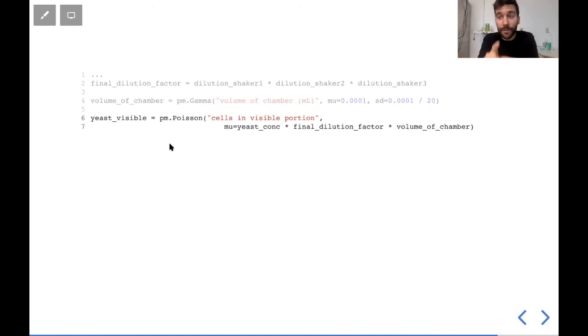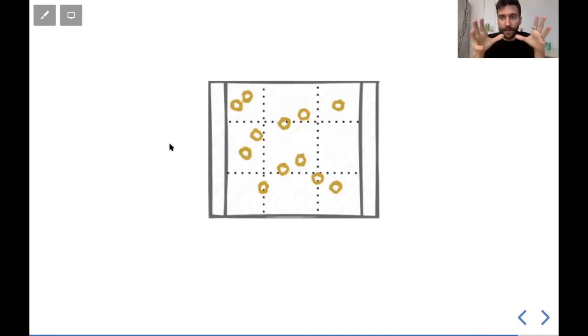Great. Now there's still one more piece of uncertainty. This hemocytometer is divided into, in this case, 9 squares, but in my actual case I had 25. I'm not counting all of them. I'm only counting a subset. I'm counting these 5 squares.